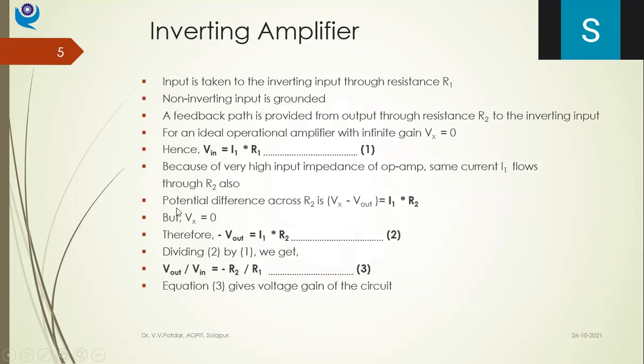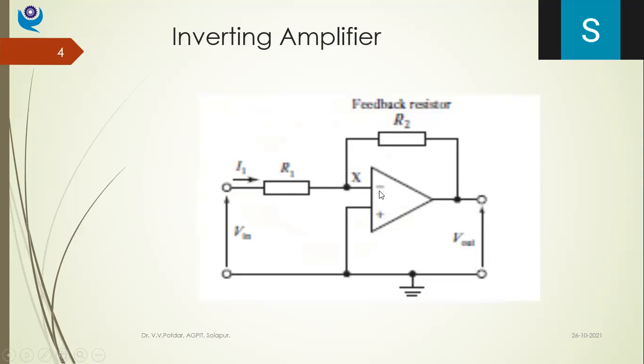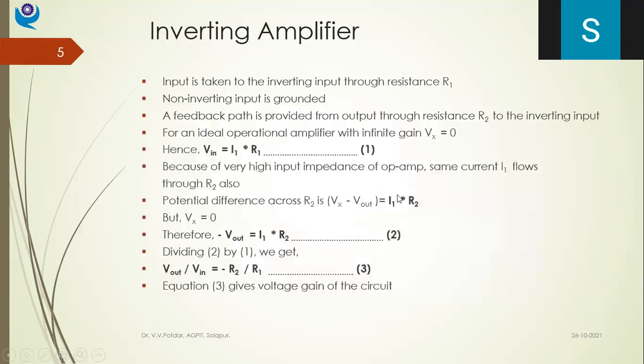It flows through R2 also. Potential difference across R2, the resistor in the feedback path, is Vx minus Vout. The same current I1 flows through this feedback path also, so the potential drop across R2 is Vx minus Vout, which will be equal to I1 into R2.